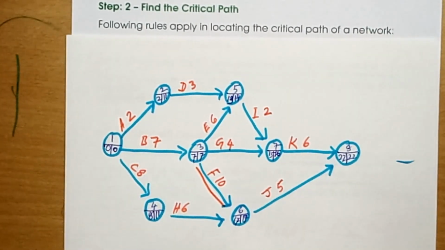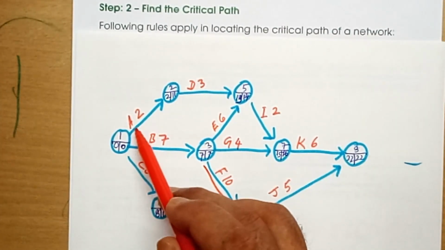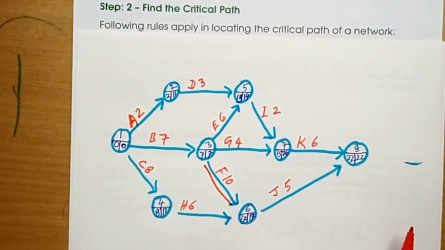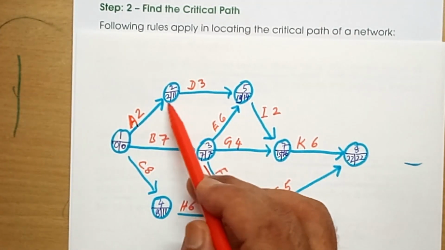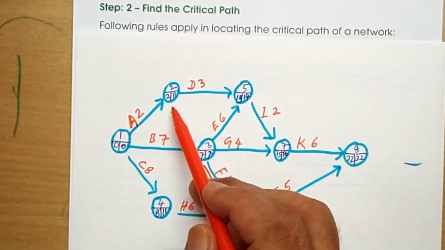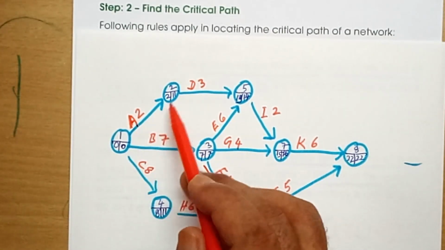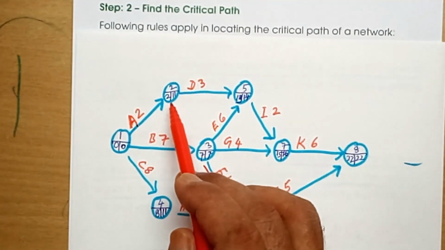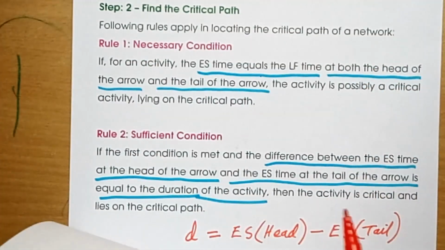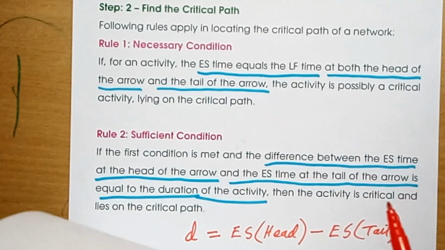So now let us examine each of the activities individually, separately. Activity A. For activity A, at the arrowhead, earliest start and latest finish are not equal, although here it is equal. The condition was that at the arrowhead and arrow tail, in both cases earliest start and latest finish must be equal. So at the arrowhead it is not equal. So necessary condition is not fulfilled. So we don't need to see the sufficient condition, because necessary condition is not fulfilled.